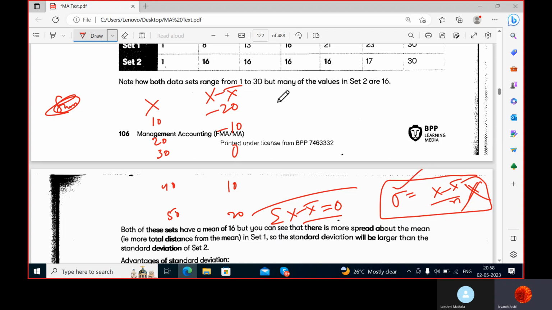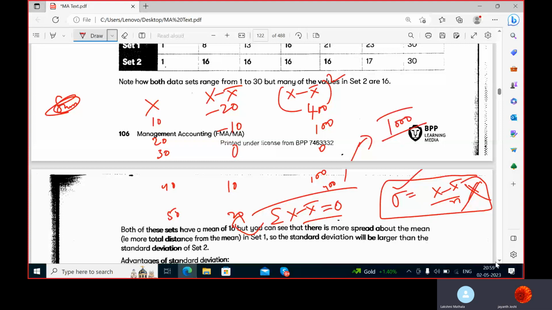Then you have to look forward to find the variance. So you have to do x minus x bar whole square. That will convert the negative into positive. 400, 0, 100, 400. Now I'm just putting an arrow mark here, the total of this. What's the total of this? Yes, the total is 1000, correct?